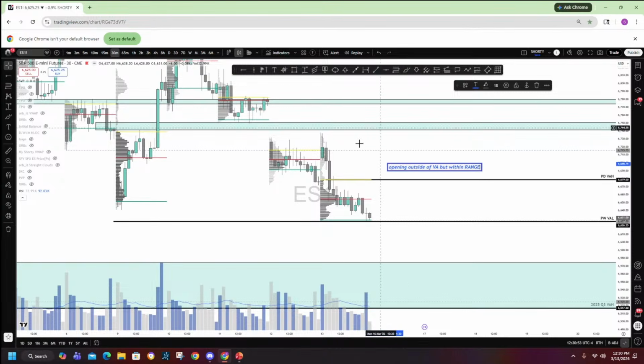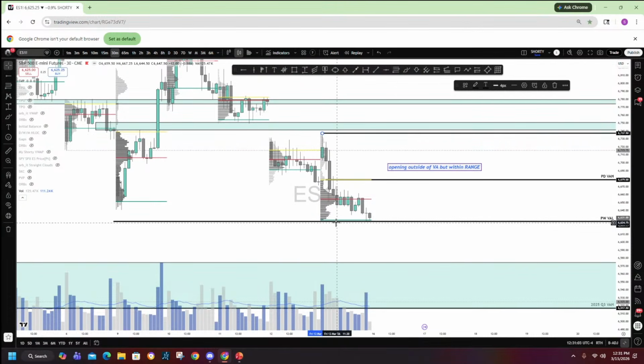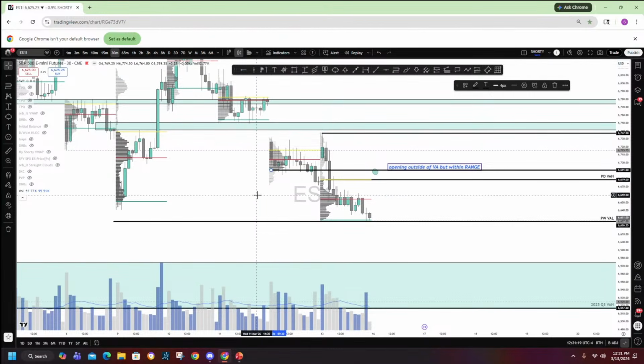What is range here? So range would be the prior day high and the prior day low, which would be right here, prior week value area low. So if we open outside here, correct, the whole day, if we open here, and then let's say that this is a value area low that's here.